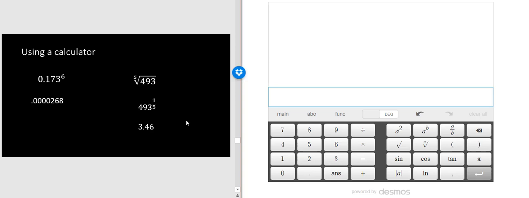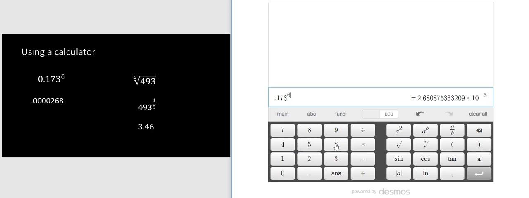And so when you're doing this, one of the buttons that you might see on your calculator is this button right here, where it's a to the b power, or it could be x to the y power, and that is going to be your exponent button. So when you type this problem into the calculator, I have 0.173, and then my exponent button is going to be right here, and then I type in a 6. And we see my solution is going to be 2.6808 times 10 to the negative 5th power.